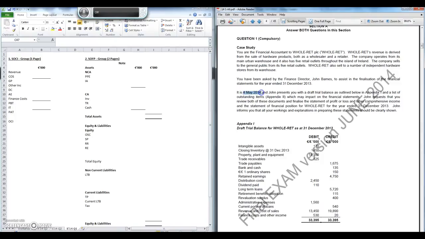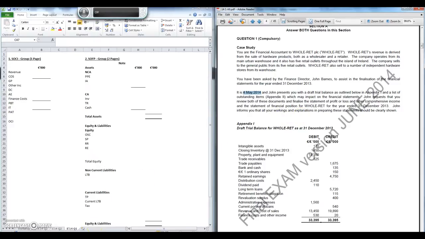Understand what the dates are. And draft trial balance, so it's a trial balance for this year. And request you review both in documents, so the trial balance and outstanding items. And finalise the profit and loss and other comprehensive income, so your SOCI and your SOFP. And he wants you to include all your workings and explanations.